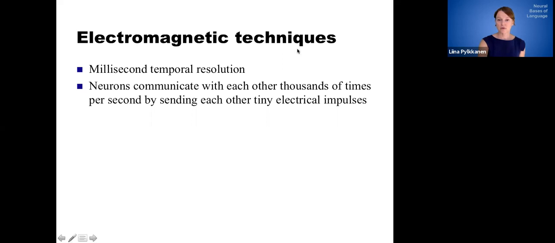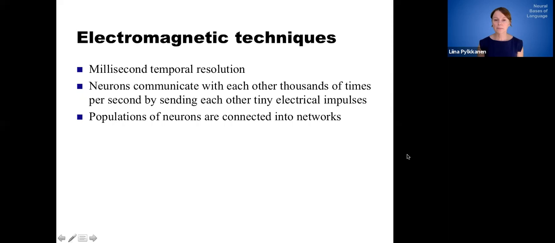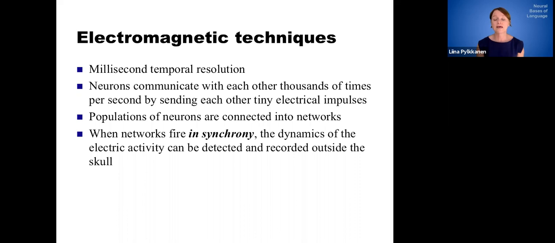And so, as we've already learned, neurons communicate with each other by sending thousands of times per second by sending each other tiny electrical impulses. And when populations of neurons are connected into networks and fire in synchrony, then it's the dynamics of these large synchronous activities that we can detect non-invasively outside, either on the scalp in the case of EEG, or actually outside the head in the case of MEG.